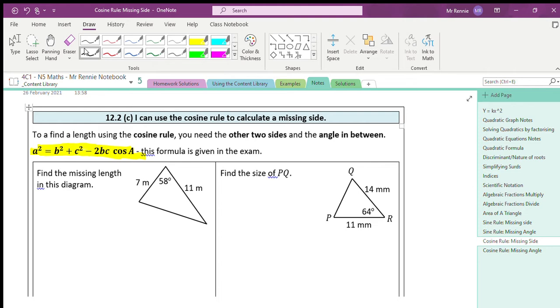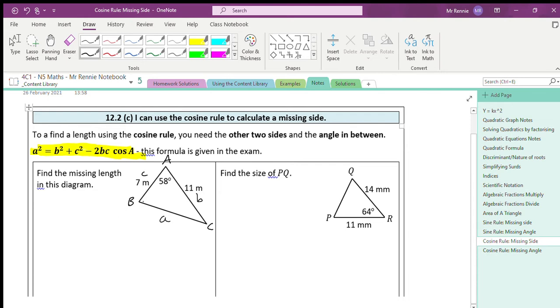First things first, I'm going to label my triangle so I can get my correct A's, B's and C's, lowercase and uppercase. I'm going to call the top angle A, the angle down to the left B, and the angle away to the right C. Now I'm going to label my lengths. Opposite A will be small a, and that's the side I'm going to find. Small b is going to be 11 and lowercase c is going to be 7. So I've labeled my triangle and I'm now ready to answer my question.